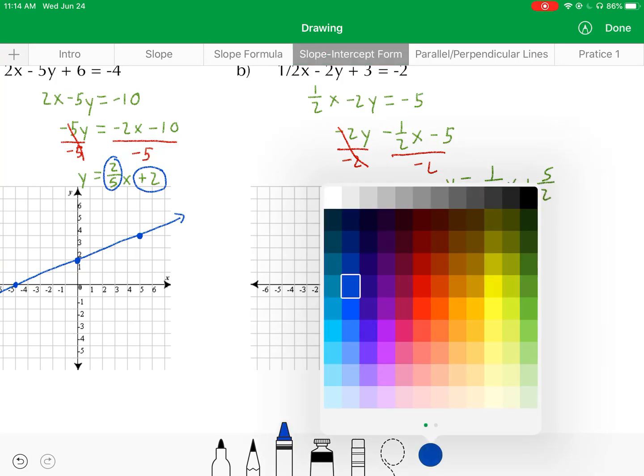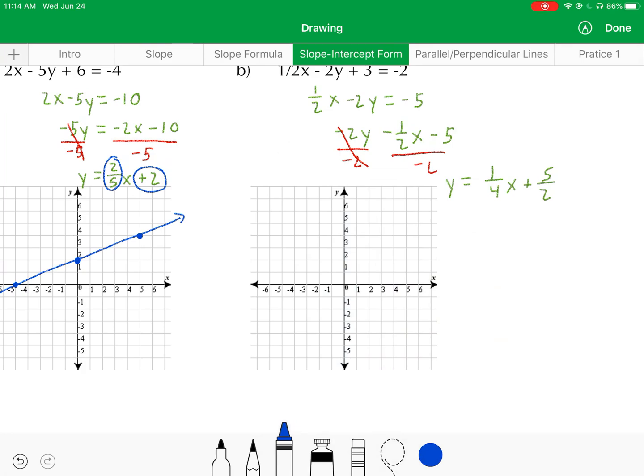Okay. So now that I'm in slope-intercept form, I identify the y-intercept as 5/2. And then I identify the slope as 1/4. So from that initial point, rise up 1, run 4 to the right. Or you could go down 1, 4 to the left. There you have it.